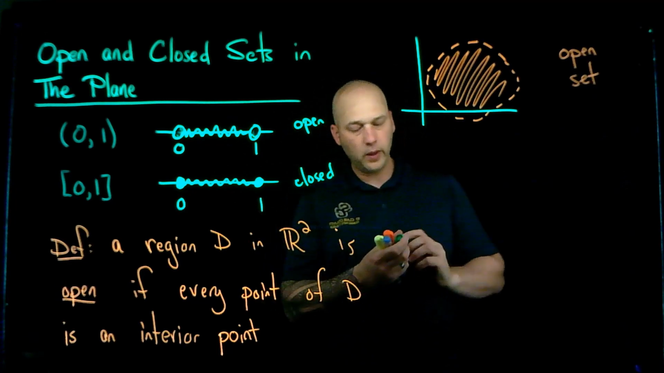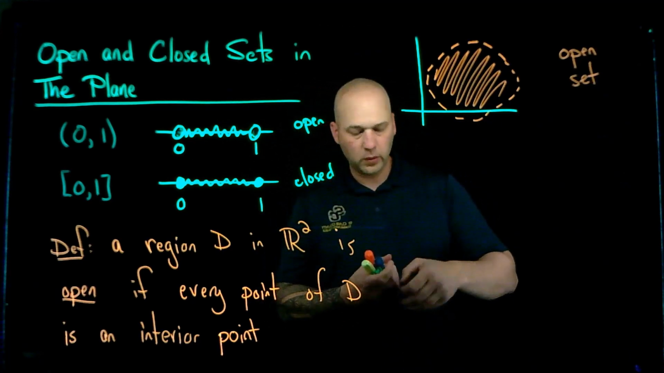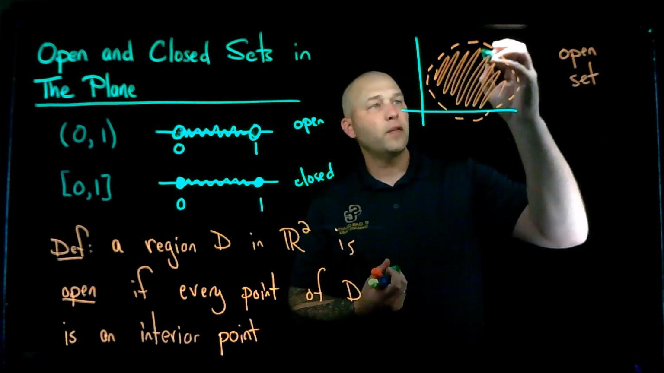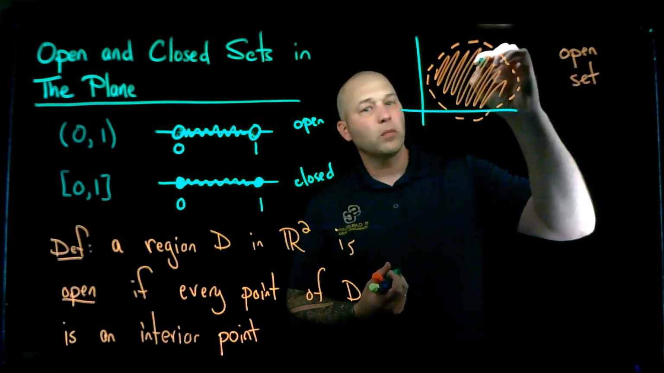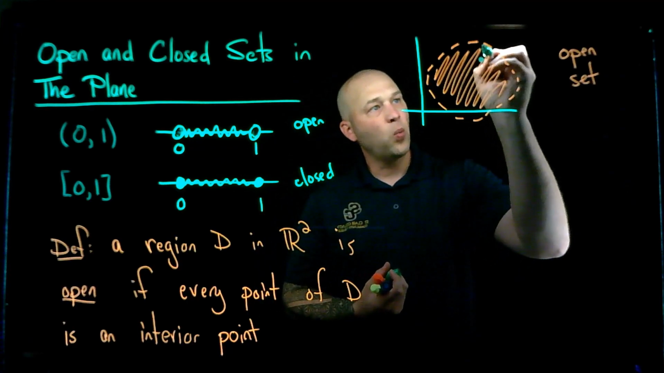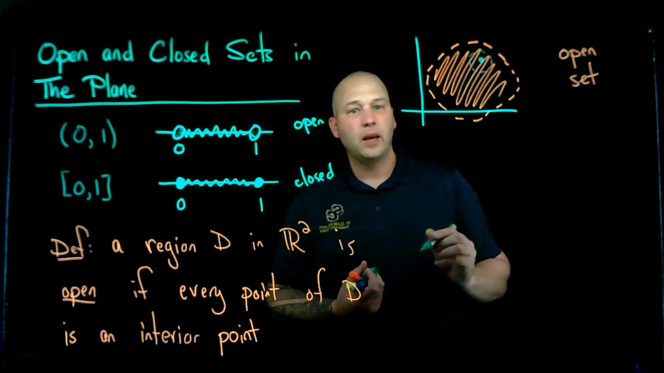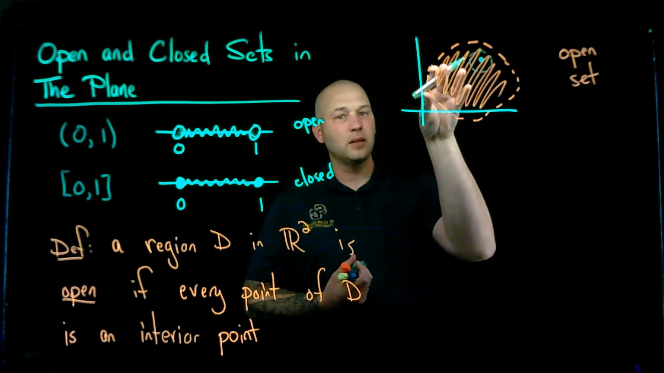Well, if I pick a point, let's say, I don't want to use the blue. I don't think blue's dark enough or light enough. Let's say I pick this point right here, right? So that little dot. Is that an interior point? Well, it's away from this dashed line, so what I can do is put a little disc around it, and that disk is completely contained inside of the region.